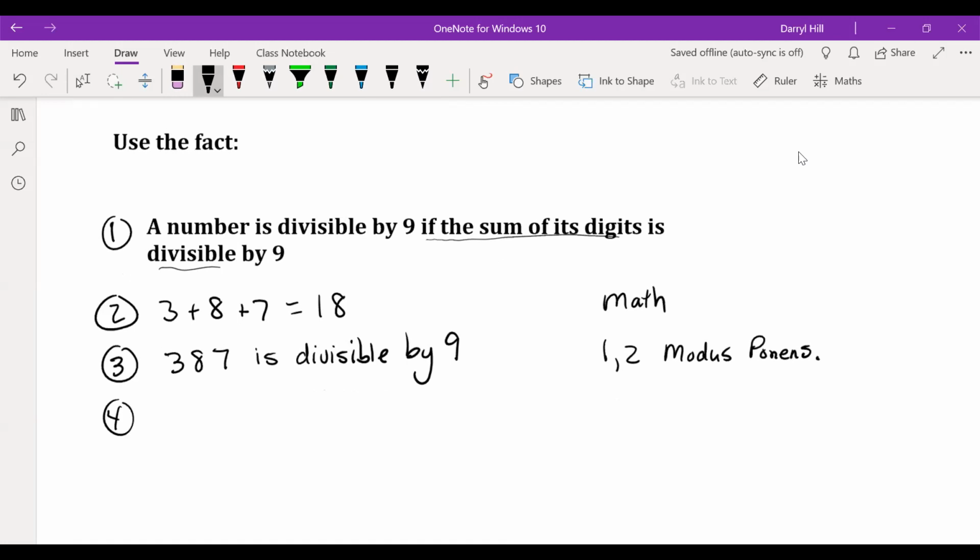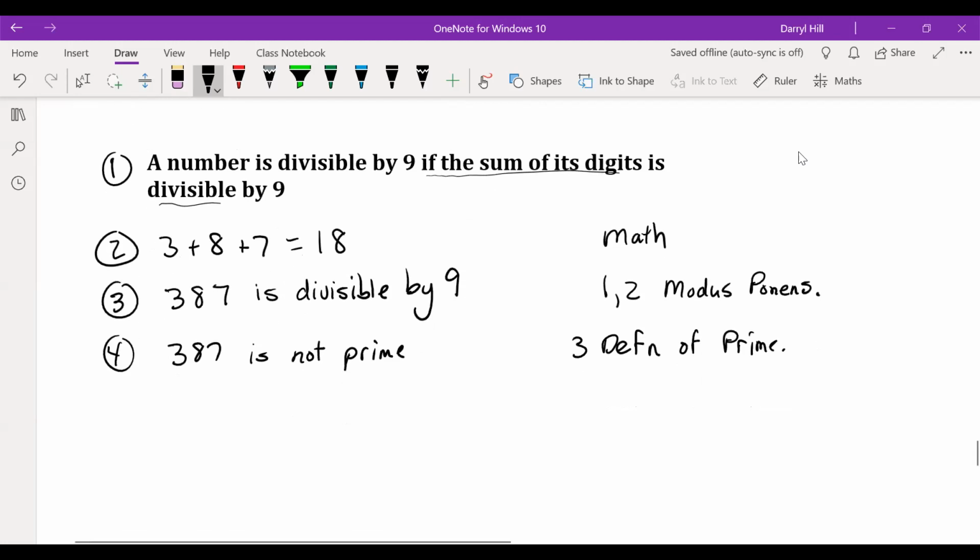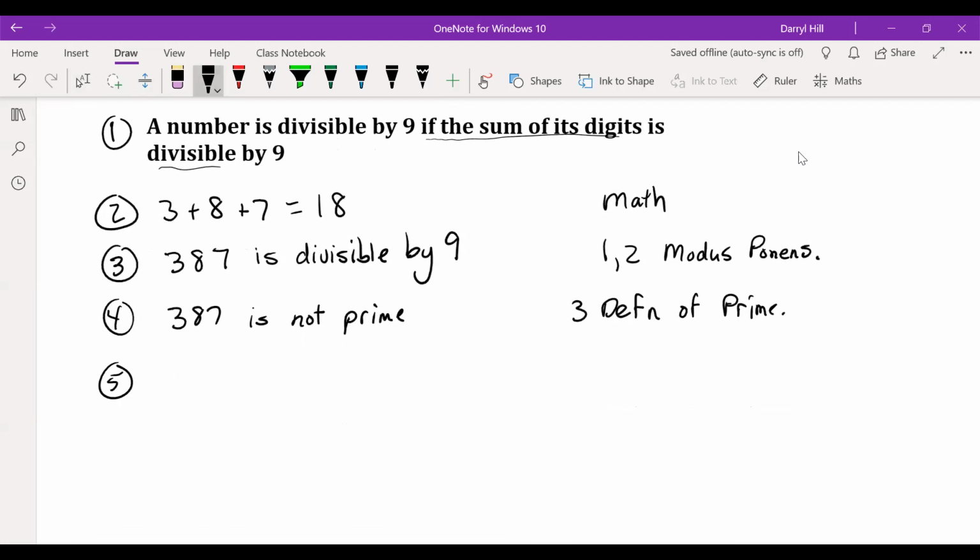And then we could say that, well, 387 is not prime. That's the definition of prime. And then, therefore, there exists x and y greater than 1, such that x times y equals 389. And again, that's just from the definition of prime, or not prime, I guess.